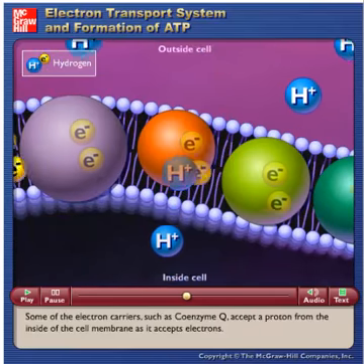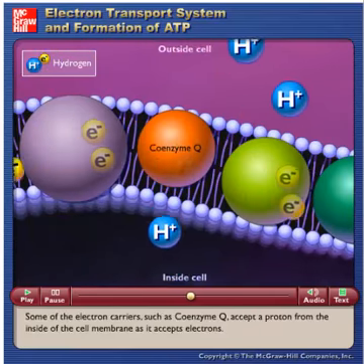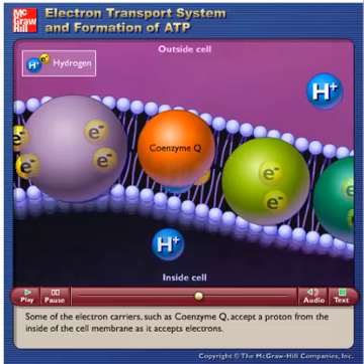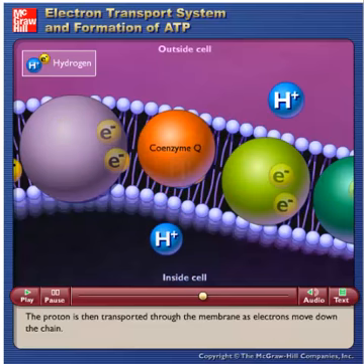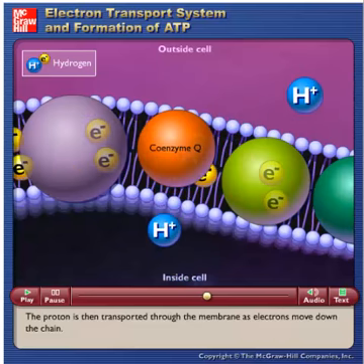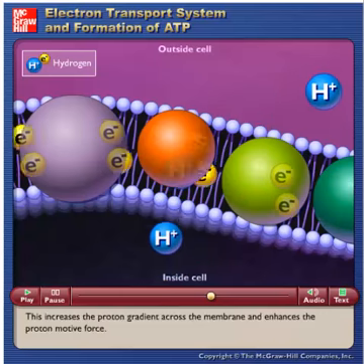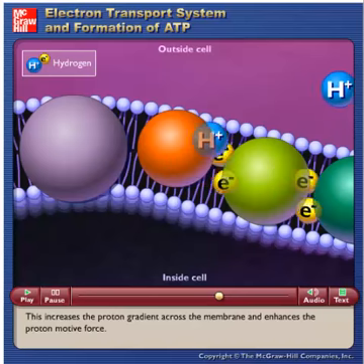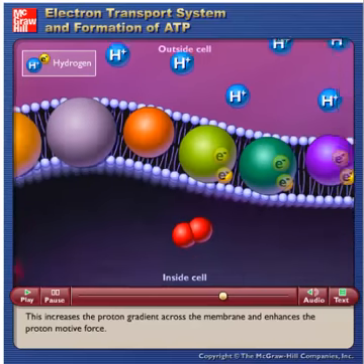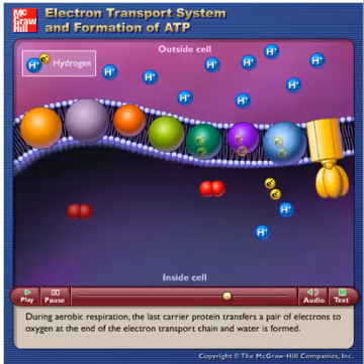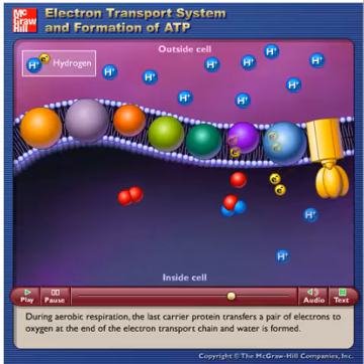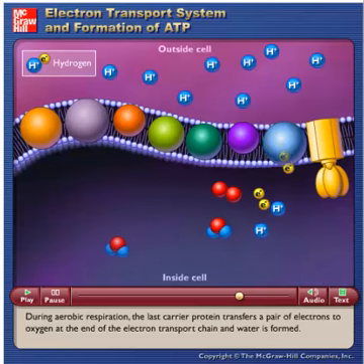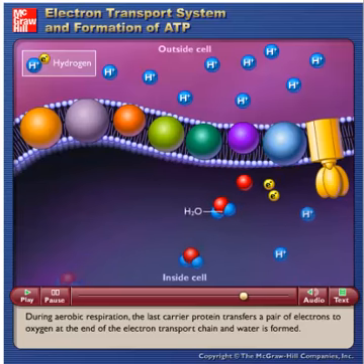Some of the electron carriers, such as coenzyme Q, accept a proton from the inside of the cell membrane as it accepts electrons. The proton is then transported through the membrane as electrons move down the chain. This increases the proton gradient across the membrane and enhances the proton motive force. During aerobic respiration, the last carrier protein transfers a pair of electrons to oxygen at the end of the electron transport chain, and water is formed.